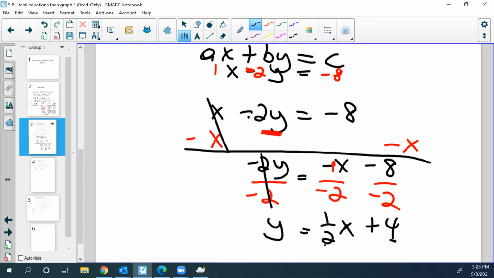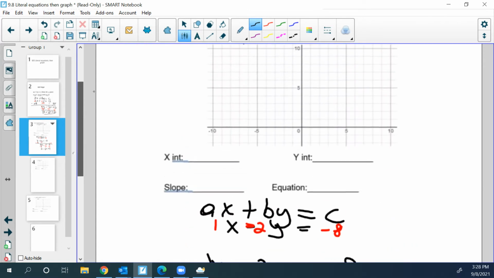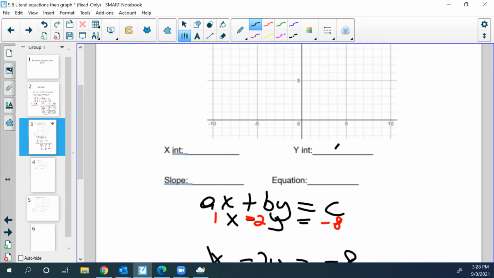So let's try and graph this now. My y-intercept is 4. So remember, it says (0, 4). That's my y-intercept, and my slope is 1/2. My equation is y is equal to 1/2 x plus 4.